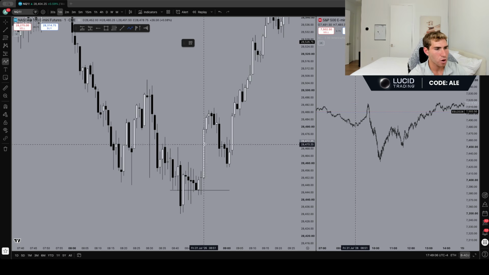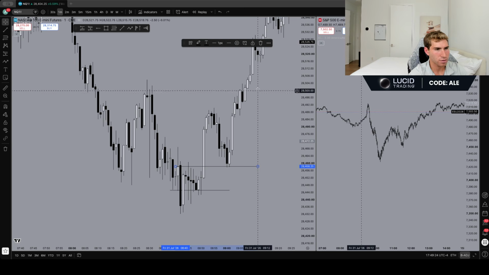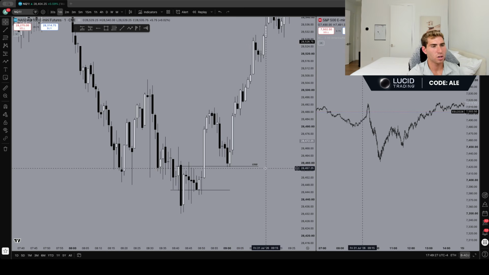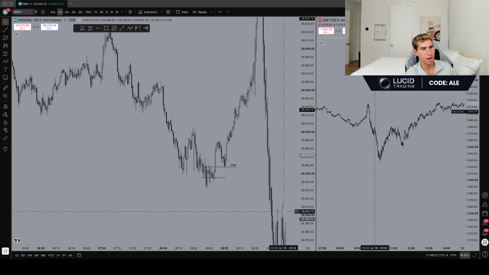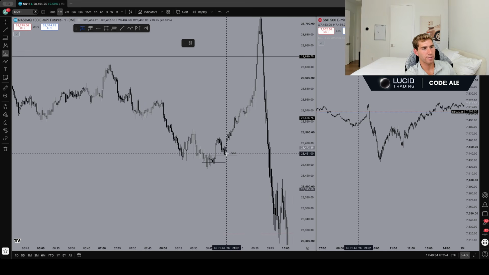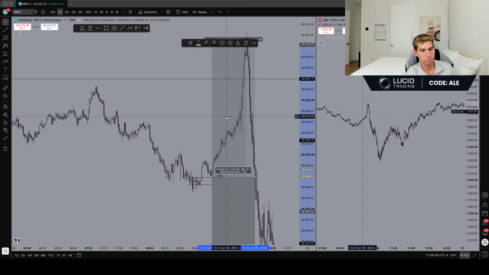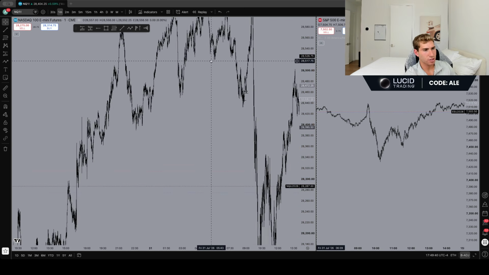Where do we draw it from? We draw it from the body's closure. We bring it along, CISD. Look how beautifully price taps into that before pushing higher. And that was the low of a 250 point move off a change in state and delivery.